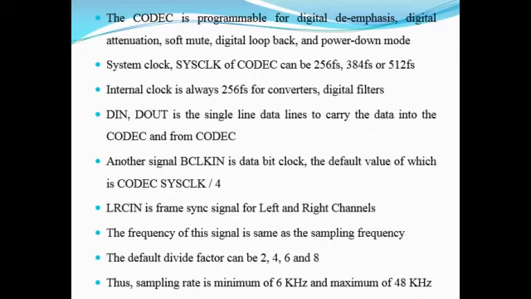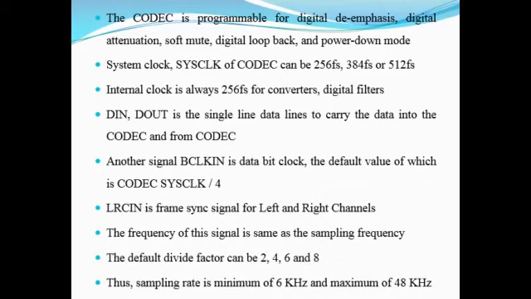And LRC in is a frame signal for left and right channels. Normally we have two different channels specified here during the process of inputting a signal to the system, that is, left channel and right channel. So we have a signal LRC in, left right codec in, which is selecting the channels, either left or right.